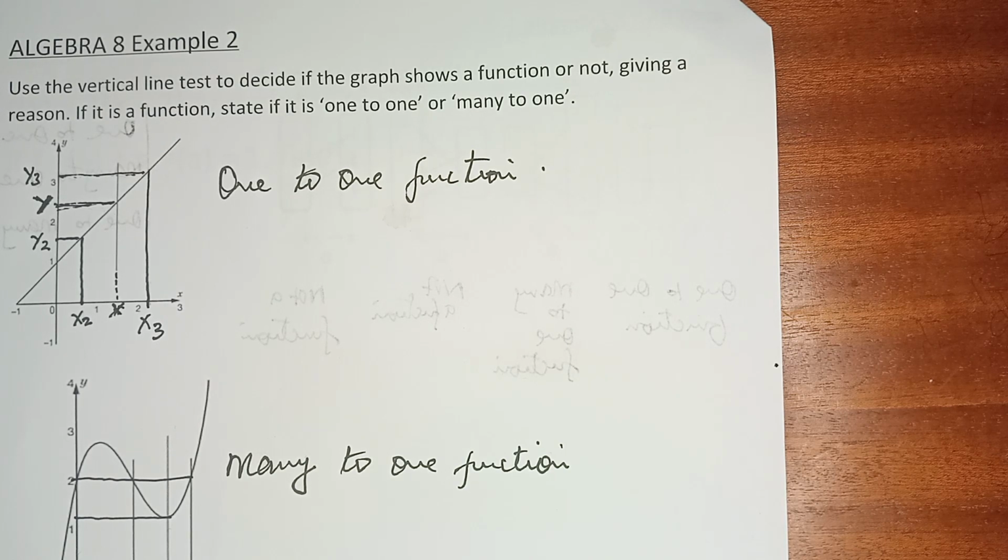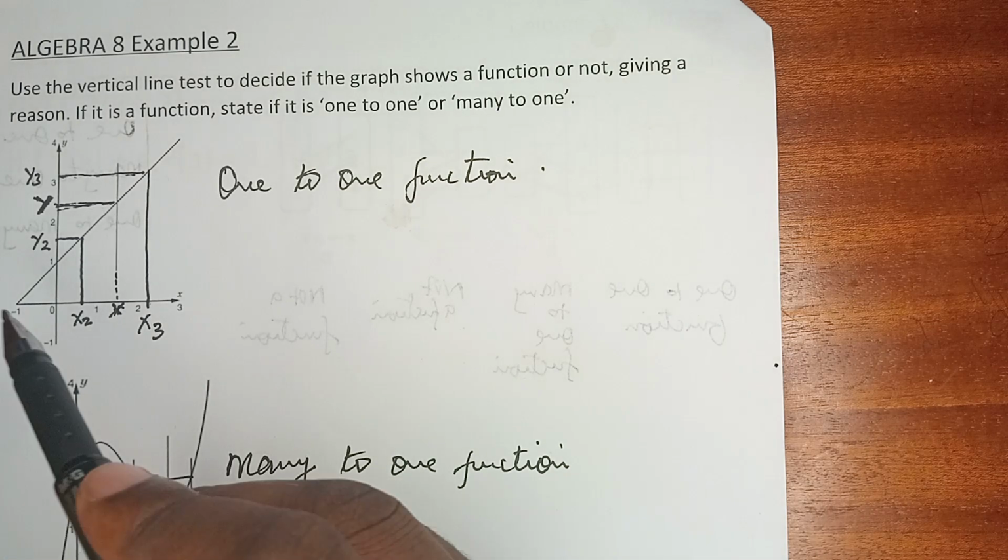In this video, I want us to look into example 2 of Algebra 8, IGCSE Maths 9 to 1. We are told to use the vertical line test to decide if the graph shows a function or not, giving a reason. If it is a function, state if it is a one-to-one or many-to-one function.